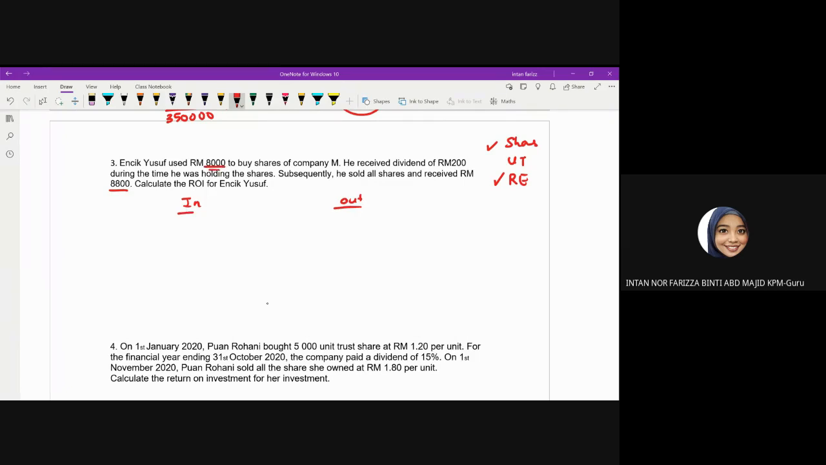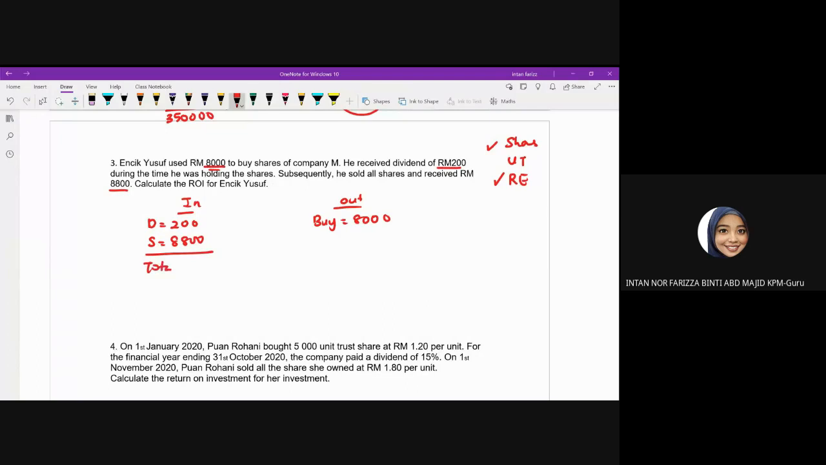8,000. For shares, it's a special case. You have to put it under out. For a house, no need to put the total amount. Understand or not? So buy is 8,000. Next, he received a dividend. Dividend is a source of income, so I put dividend under in, which is 200. He was holding the shares. Subsequently, he sold all the shares. When he sold, of course, he will get money, so that will be under in, 8,800.